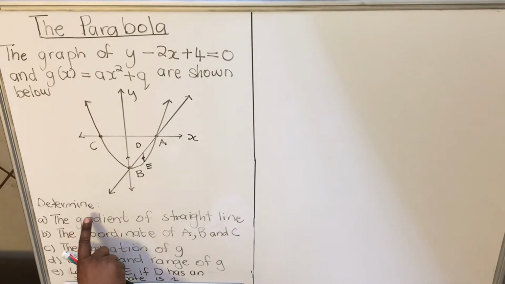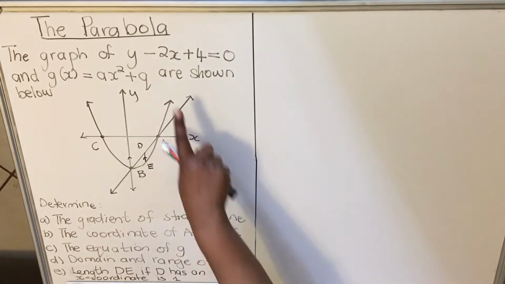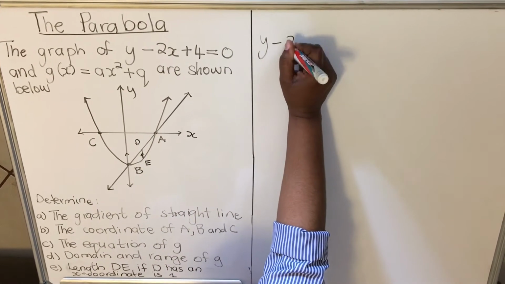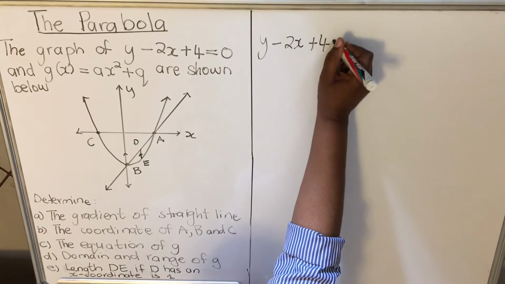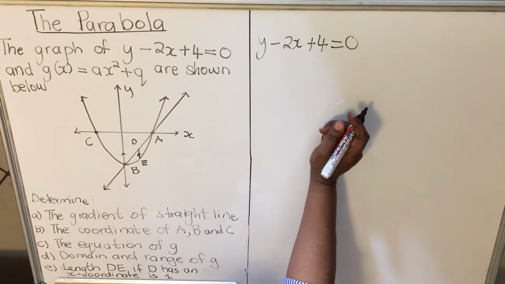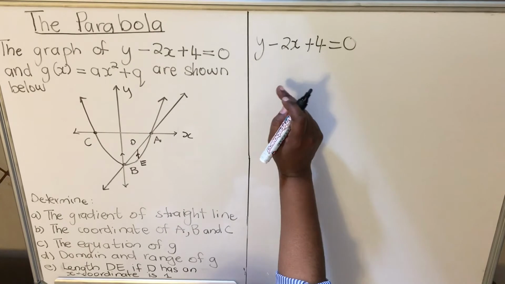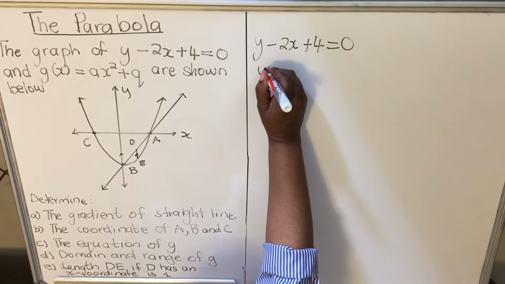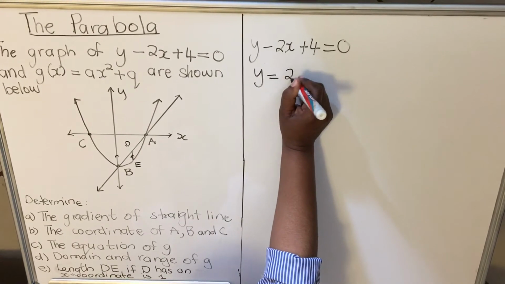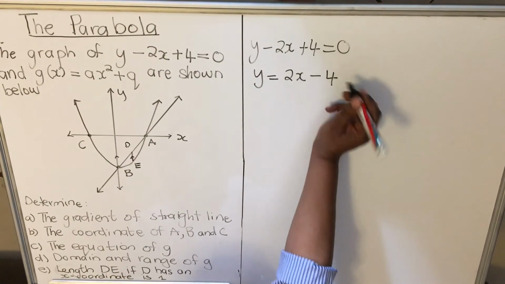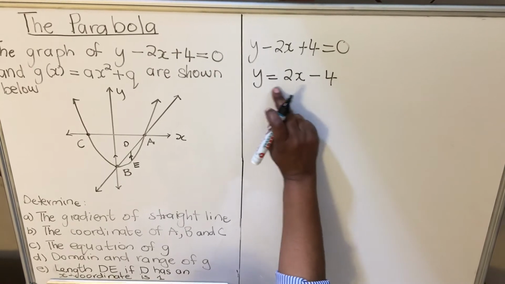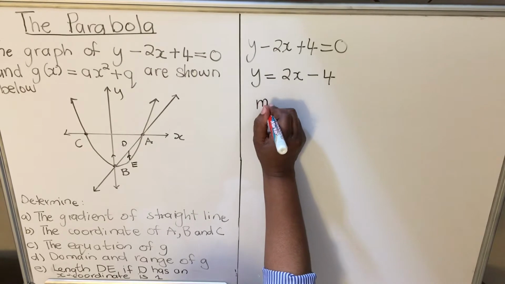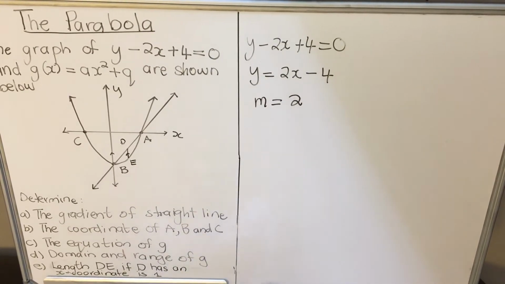So the question says determine the gradient of the straight line. When you look at your straight line, it is written y minus 2x plus 4 is equal to 0. It is not written in standard form. Standard form is y is equal to mx plus c. So you must take everything to the other side. y is equal to 2x minus 4. So this is the standard form. When you have the standard form, the number that goes with x is the gradient. So our gradient is 2.